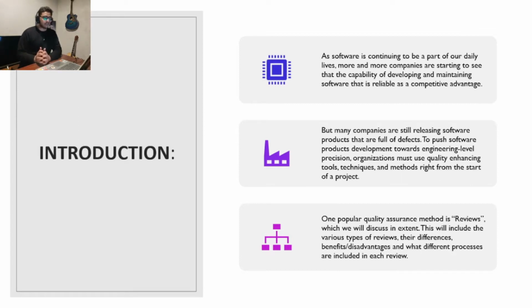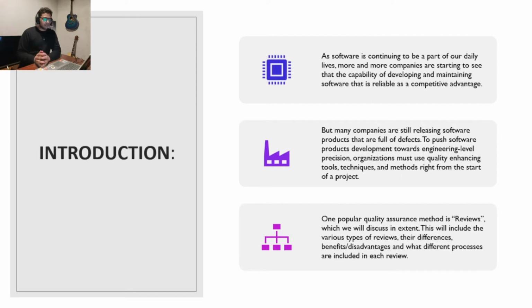To push software product development towards engineering level precision, organizations must use quality enhancing tools, techniques, and methods right from the start of a project. If we don't do that, we end up with a faulty or defective product, which in the end doesn't sell well or doesn't gain the popularity that it needs, and the company eventually just cuts it off from production.